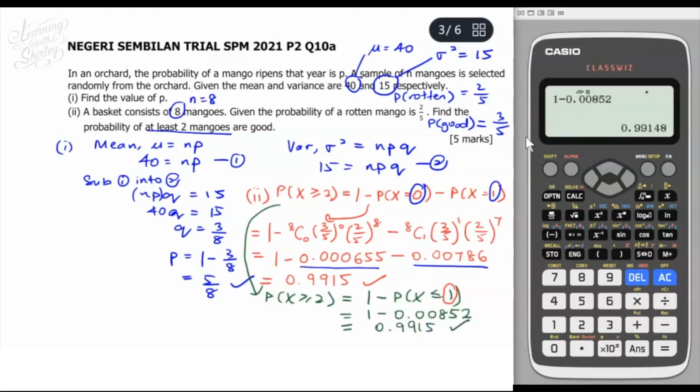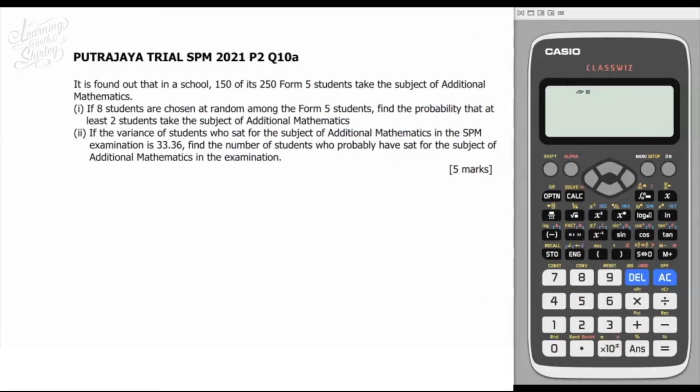0.9915. And this answer is the same as the answer that you got just now. So it's proven that your answer is correct. Let's look at this question from Putrajaya Trial SPM 2021, Paper 2, Question 10A.